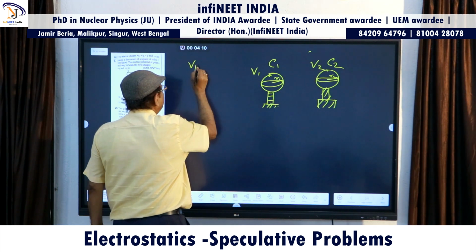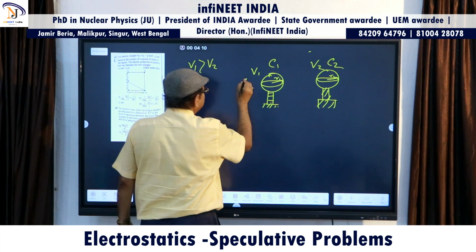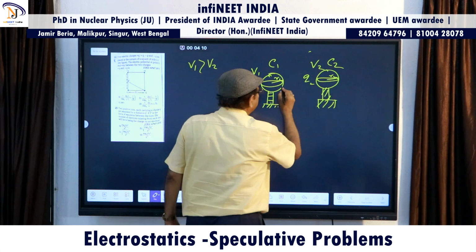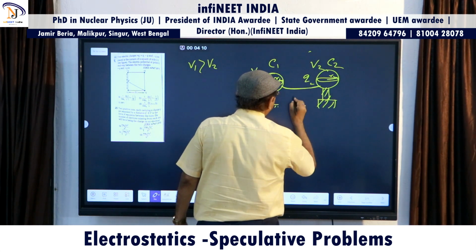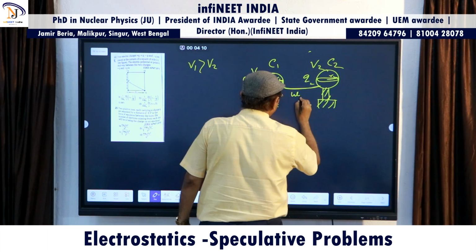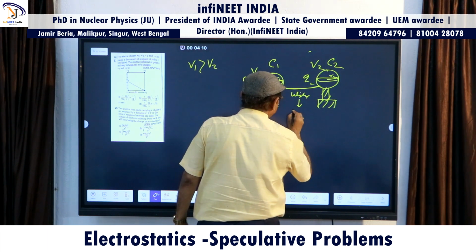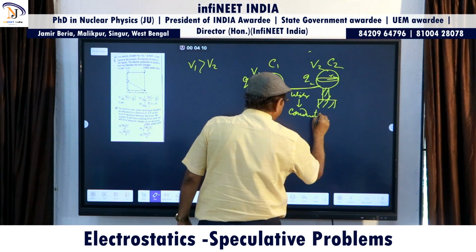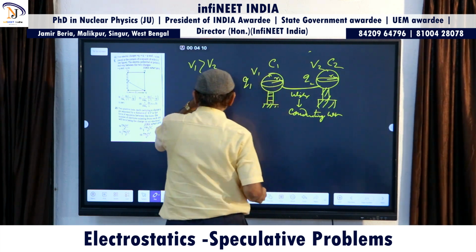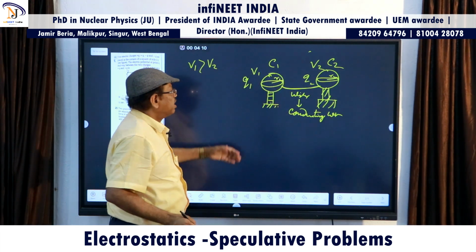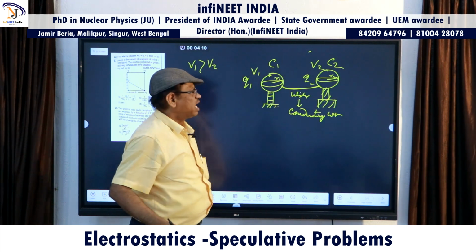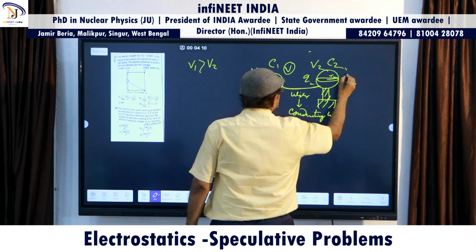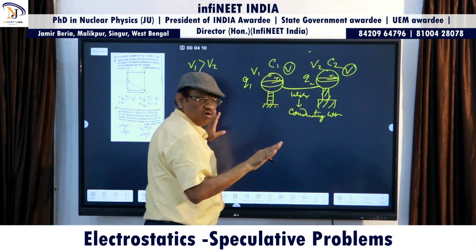You consider V1 is greater than V2. Its initial charge is Q1. Its initial charge is Q2. Now you connect the two with a wire. Which wire? Conducting wire. Okay, what do you get? Charge flows from V1 to V2, higher potential to lower potential. After a certain time, both the capacitors will assume the same potential. So no charge will flow.